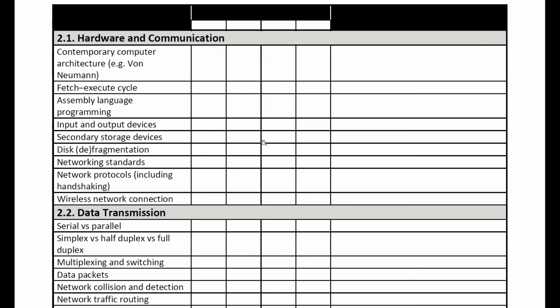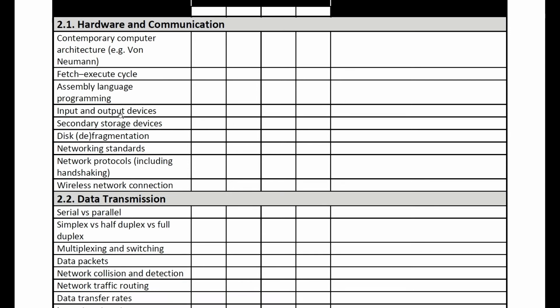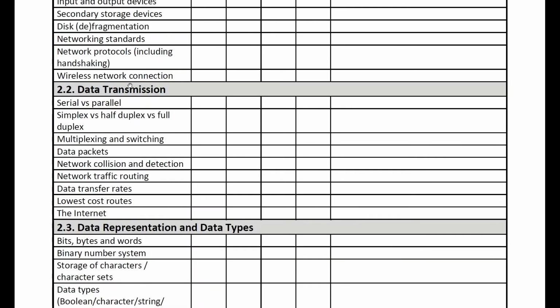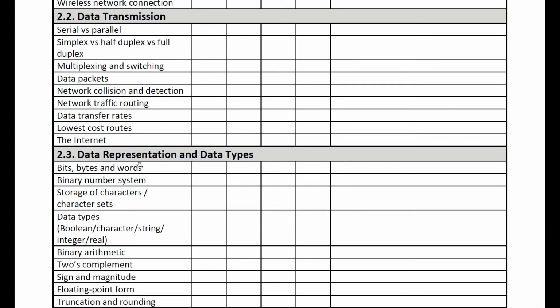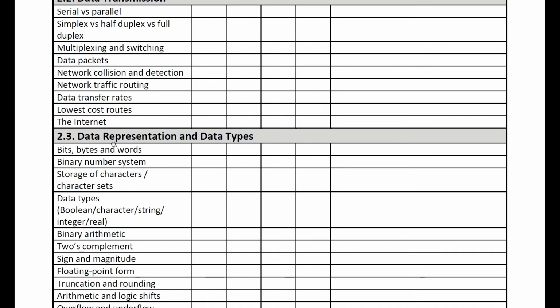In component 2, we look at hardware and communication. So we'll look at the role of the processor, how it works, and also having a look at some assembly language as well, so how it is coded. We look at data transmission. So this is essentially how computers can actually communicate with each other, how they can transfer data between themselves through networks and the internet and things like that.